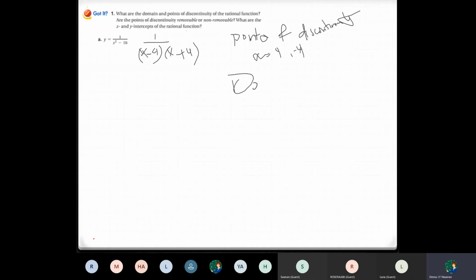So the function will be 1 over x minus 4 times x plus 4. Then, what are the points of discontinuity? At x equals 4 and x equals -4. Thank you, Safsan. Now, what about the domain? All real numbers except 4 and -4. Thank you. All real numbers except 4 and -4.